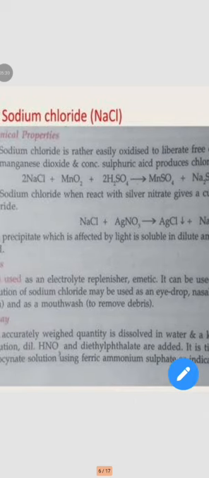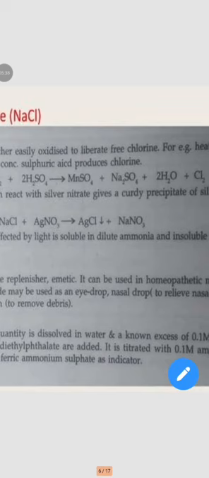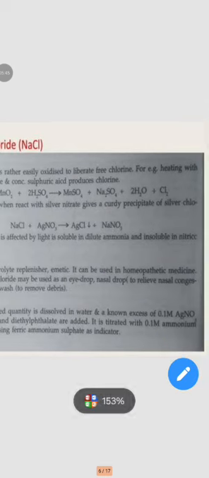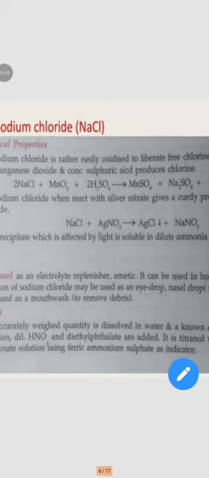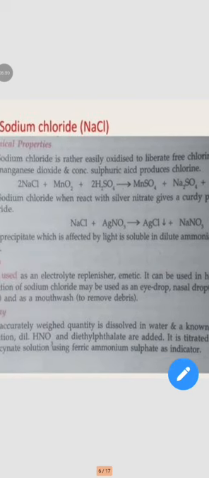So sodium chloride NaCl plus manganese dioxide MnO2 plus sulfuric acid H2SO4 gives MnSO4 manganese sulfate, Na2SO4 sodium sulfate, water, and chlorine. So the first property is sodium chloride is easily oxidized to liberate free chlorine. For example, sodium chloride is reacted with manganese dioxide and concentrated sulfuric acid to form chlorine.